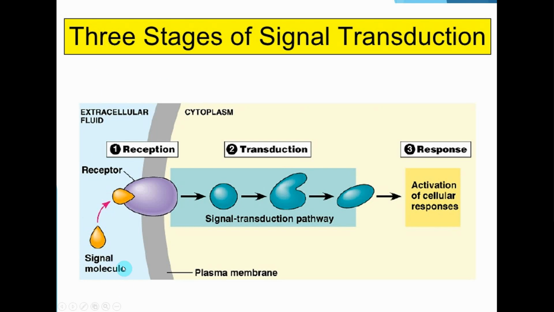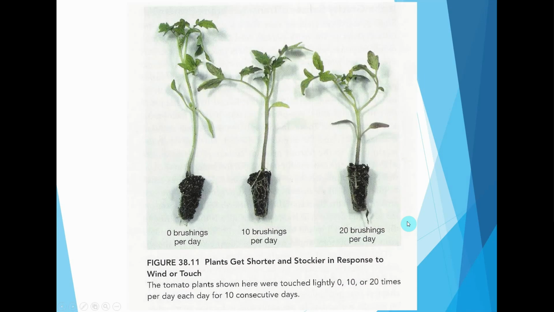So you have the cytoplasm, you have the plasma membrane, the signal molecule. The signal molecule comes and affects this receptor. The receptor wakes up and is like, oh, something's affecting me. And then it sends through the signal transduction pathway, it sends a hormone to the appropriate gene, and the gene activates a cellular response.